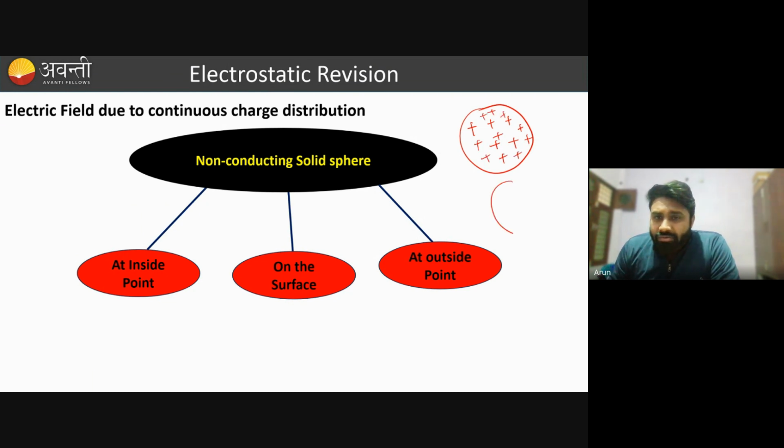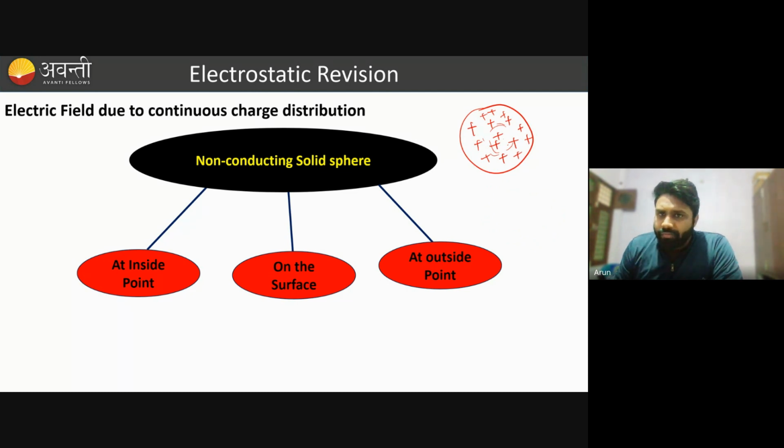In the case of a conducting solid sphere, the charge will conduct and travel to the surface of it. But in the case of non-conducting, by its name we can say that charge cannot be conducted from the center to the periphery of it. So charge will remain inside of it.